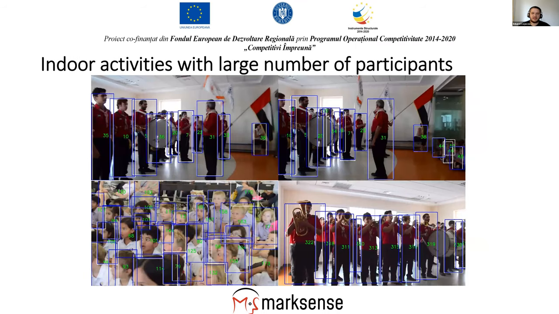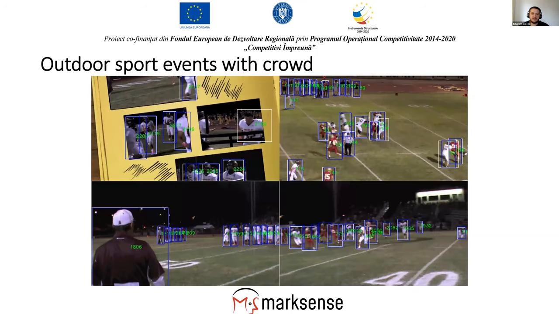Here we have an example of indoor activity with a large number of participants. It's a music band playing in front of a crowd. And here is an example of outdoor sport events, which this kind of videos tended to be in the thousands of people detected. Actually, there would have been many more people, because if you look in the background in the bottom pictures, there's the crowd in the background, but because of the small contrast and the small size, they cannot be detected by the object detector. So actually there are more people than we detected in this kind of videos.